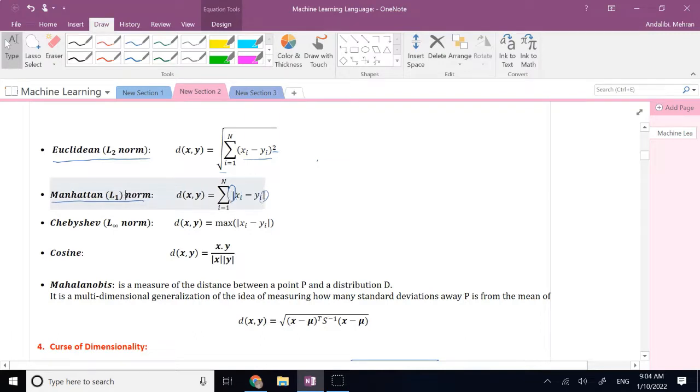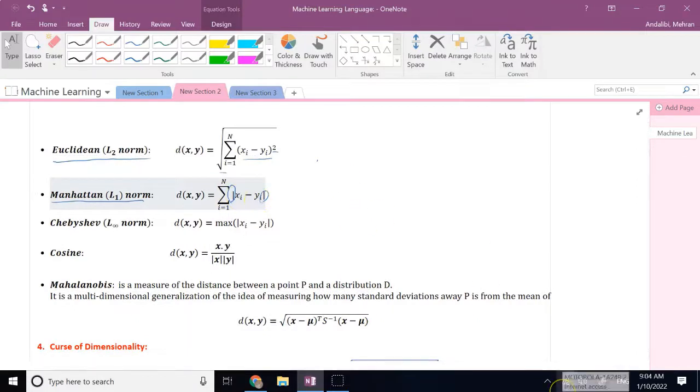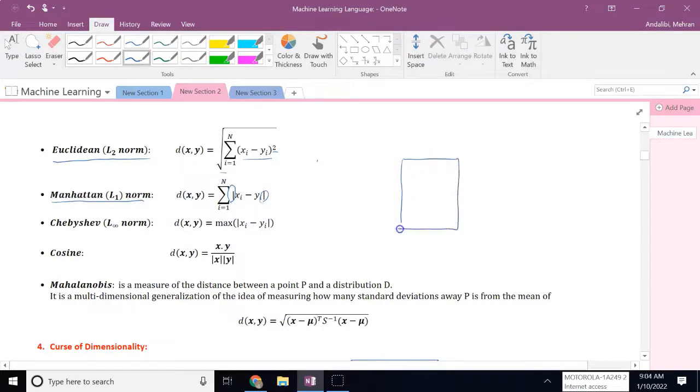So this is like going from block to block, and this is the number of blocks that you pass in either horizontal direction or vertical direction. It is like you're driving in a city, and all you can do is go either left or right, or up and down. You cannot go diagonally. So if you want to go from here to here, then let's say you have to go 2 horizontal blocks and maybe 3 vertical blocks. If you add all of these individual ones together, that is similar to this Manhattan norm.